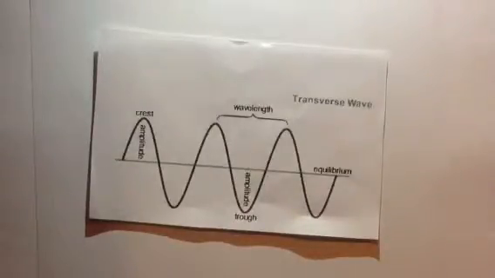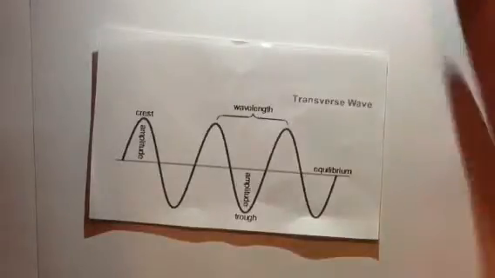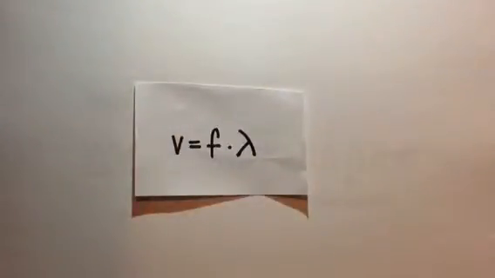First, a transverse wave. In this wave, the particles move perpendicular to the wave direction, like so. Here we have the wavelength, which is the distance from one crest to another, and here is the amplitude, or the distance from a crest to a resting position. If we measured the number of crests in a given time, we would find the frequency of the wave, which is measured in hertz.